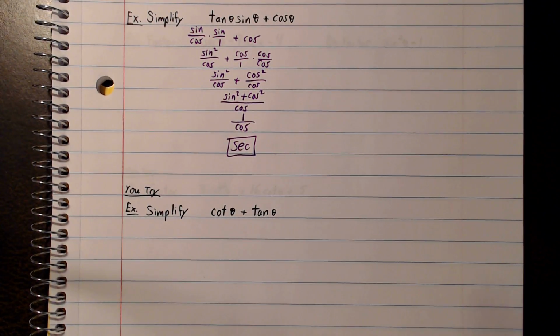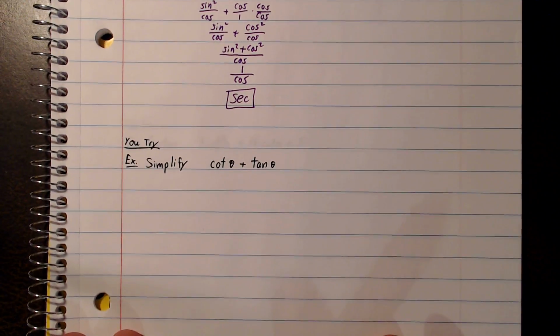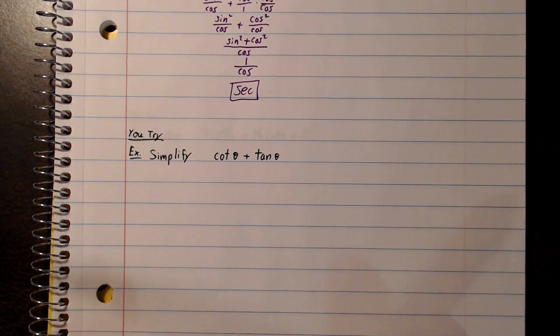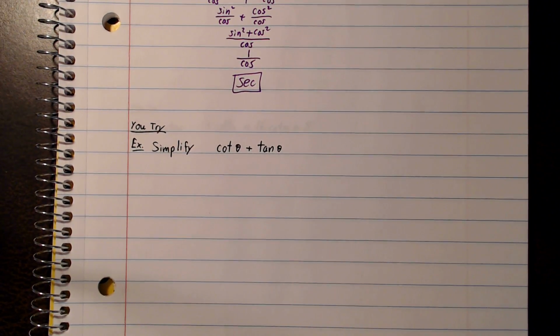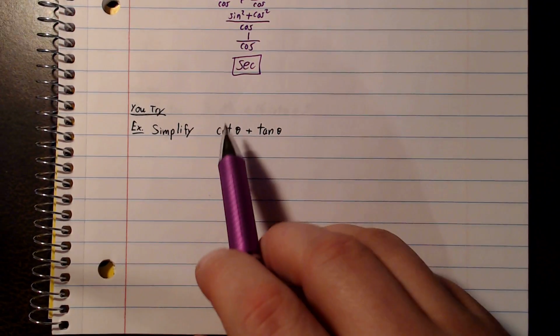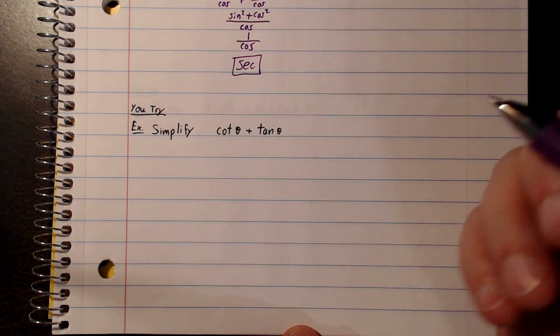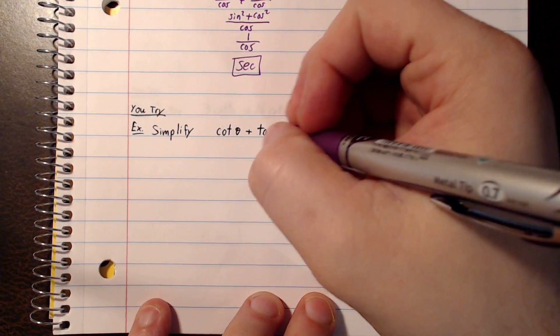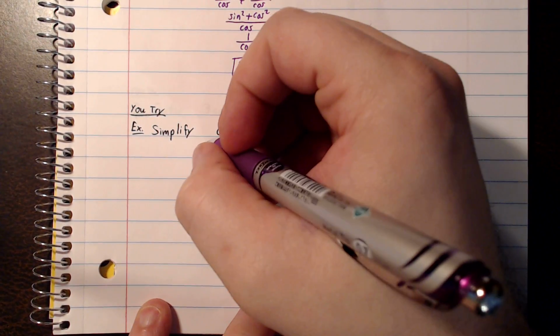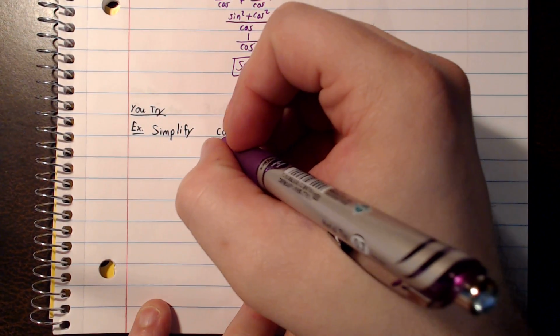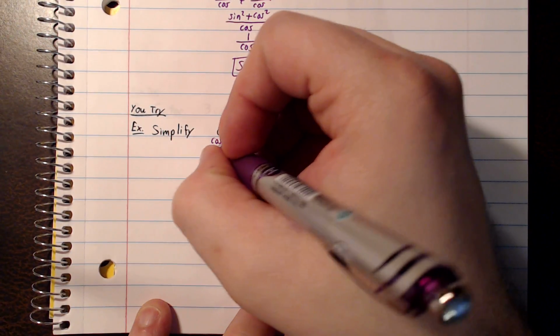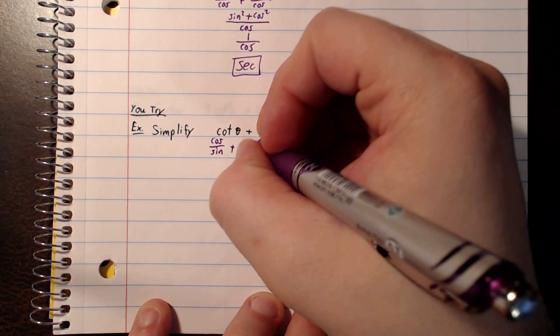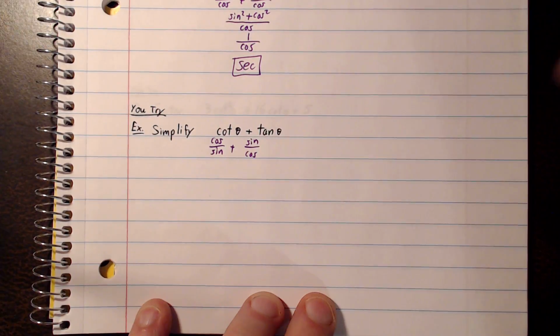Okay, so game plan for this one on your own. Try to change things into sines and cosines. Pause the video, try this one out. Alright, let's check it out. We want to change cotangent and tangent into sines and cosines. So quotient identity says cosine over sine for cotangent, sine over cosine for tangent.